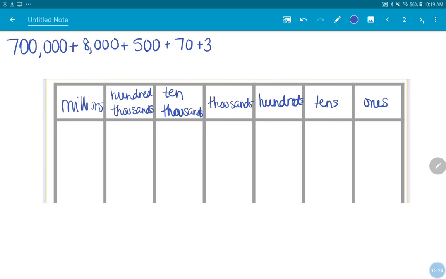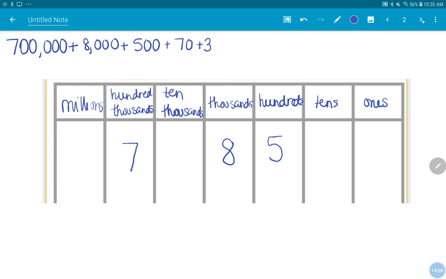All right, when you put this number into your place value chart, where would the 700,000 go? What would that look like, Christopher? In the 100,000s place. So I would have 700,000. Where would the 8 go, Amy? In the thousands place. Where would the 500 go, Caden? Hundreds. I have 500s.